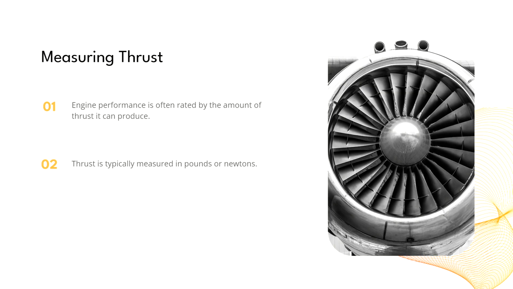So measuring thrust. Engine performance is often rated by the amount of thrust it can produce. Thrust is typically measured in pounds or newtons. So propeller or rotor driven aircraft use horsepower and turbine powered use pounds.